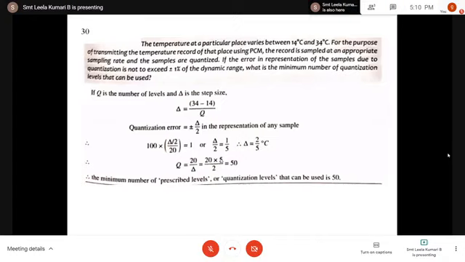So, these are some of the important objective type questions. Today we have gone through the different concepts: time division multiplexing, frequency division multiplexing, and also line coding, different line coding techniques and their characteristics, and the basic concepts of quantization and coding. Please go through all these concepts once again and practice all these problems.